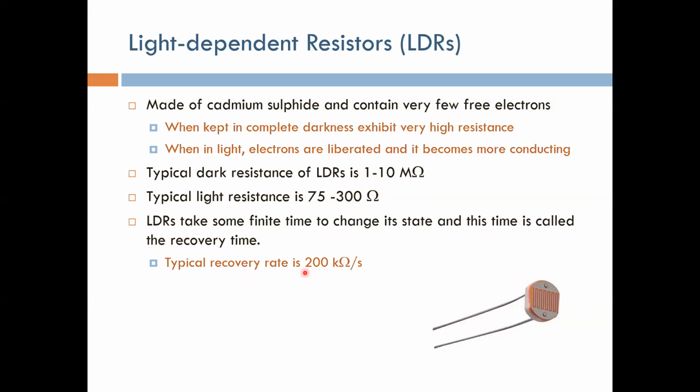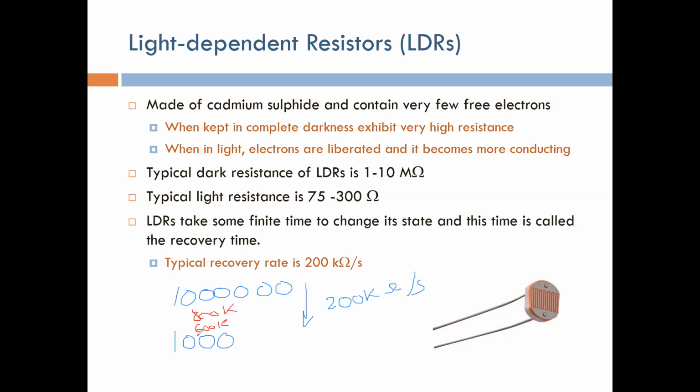The typical recovery rate is about 200 kilo ohms per second. For example, if I'm talking about going from 1 mega ohm to 1K, then you're going to go down at a rate of 200 kilo ohm per second, meaning that after 1 second, this will be 800. After another second, it's going to be 600, then 400, then 200, then 100, and so on. After 5 seconds, you're going to be close to the 1000 ohm value. And if you move the other way, it's going to be exactly the same.